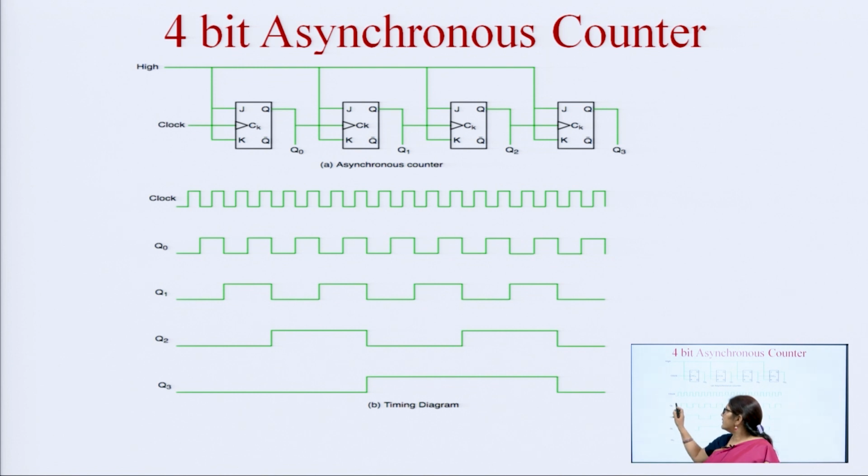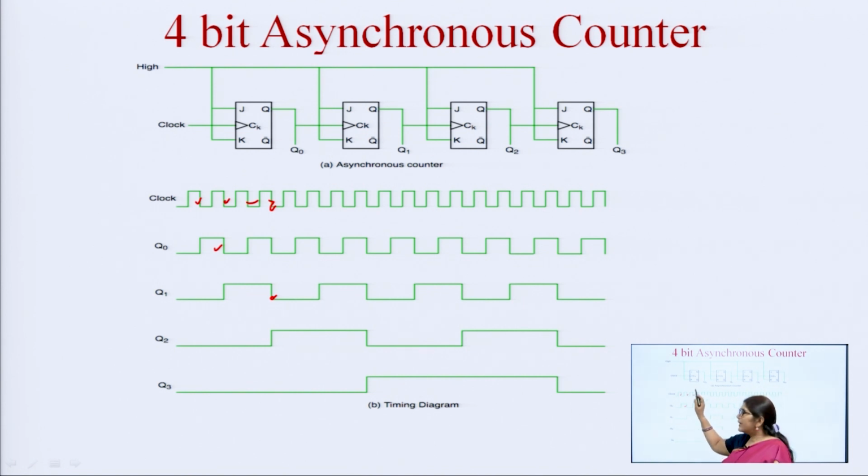Here we can see the clock pulse frequency: for every two clock pulses, one Q naught pulse is generated, meaning the clock is divided by 2. And if we see the output of the second flip flop, then it divides it by 4. When the fourth pulse is there, then it will change its state.